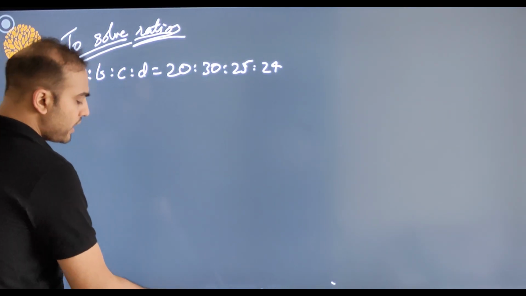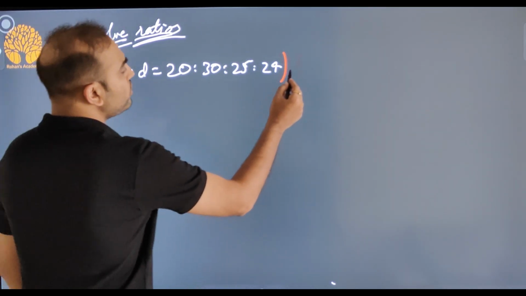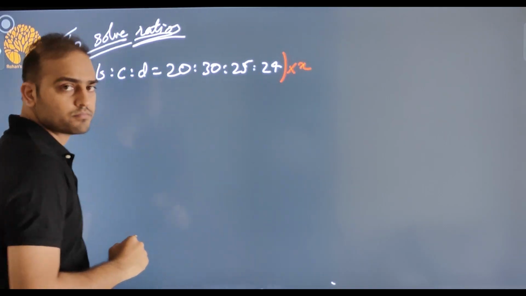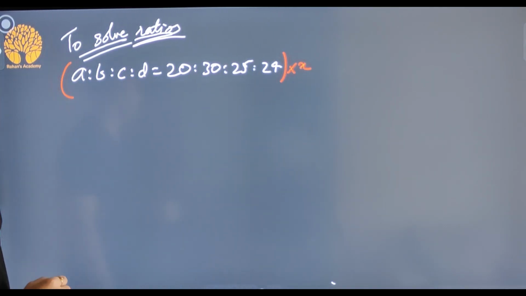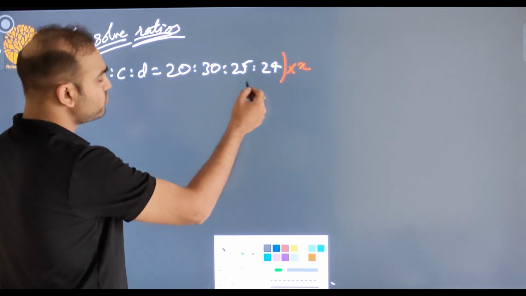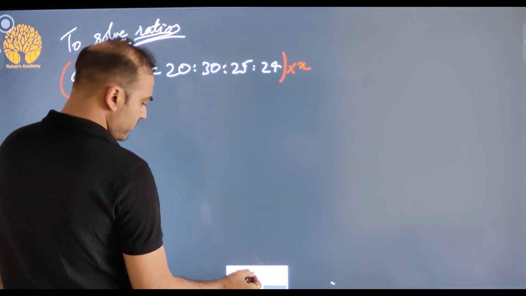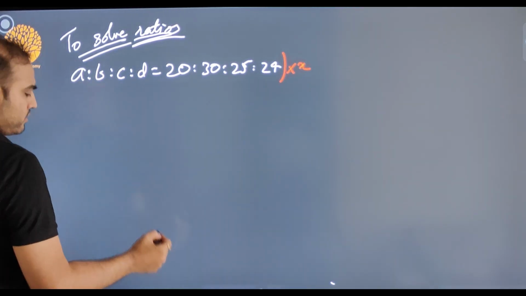So what I do, I multiply this whole thing by x. I multiply this whole thing by x, specifically the ratio side. Let me do that.